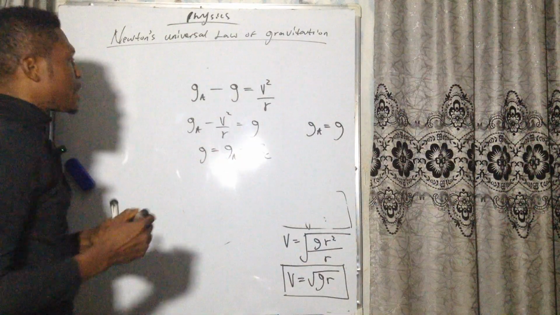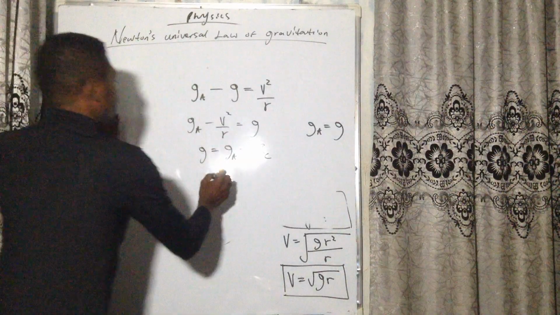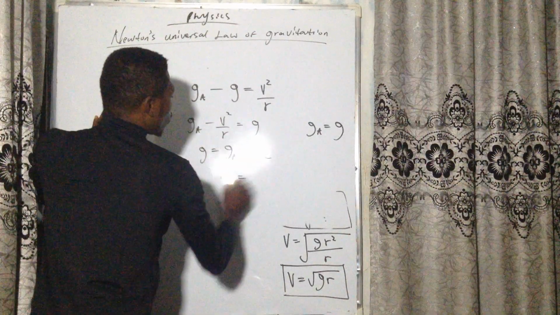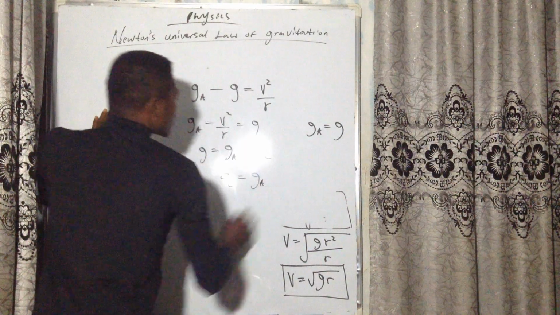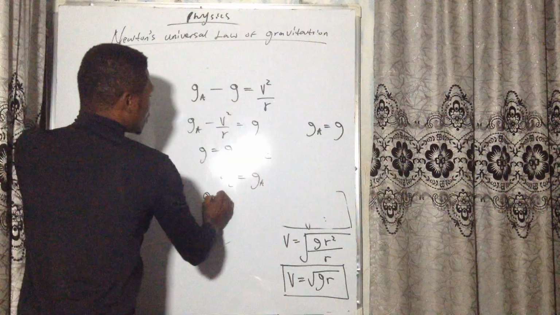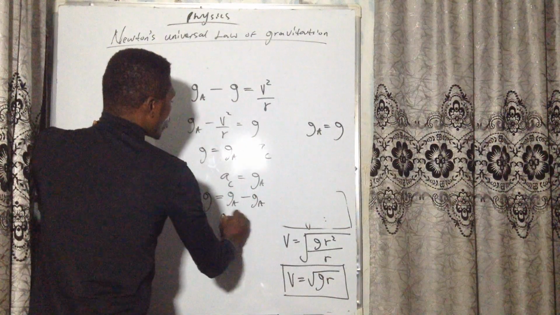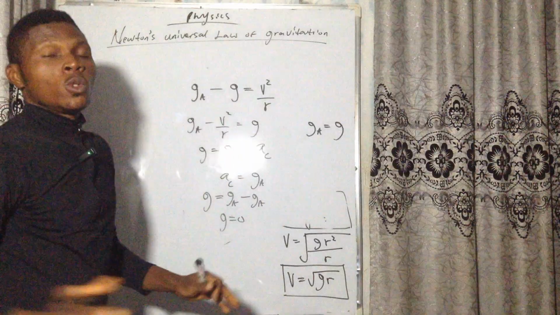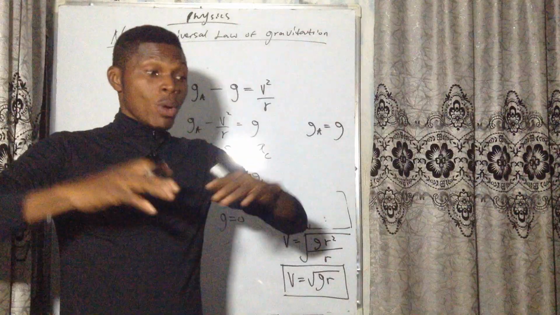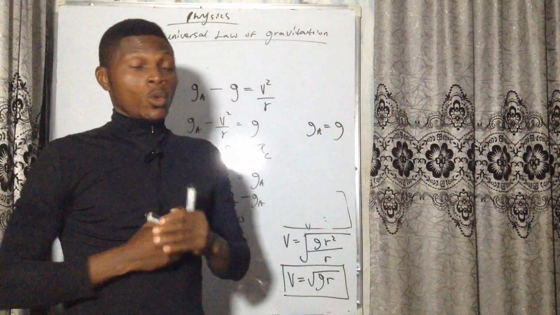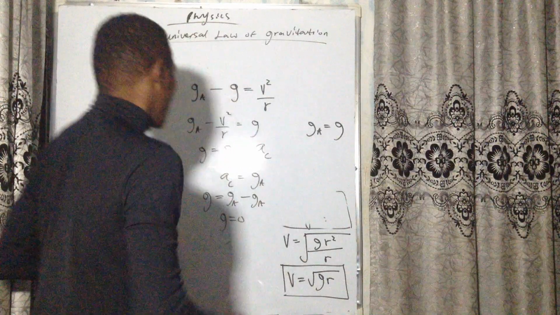Just imagine that if our planet is rotating very, very fast, such that AC is equal to GA. If this happens, g will be equal to GA minus GA, so g will be equal to 0. You know what it means? You will have no weight at all. You will be weightless on this planet. You will feel no weight. So that would be all.